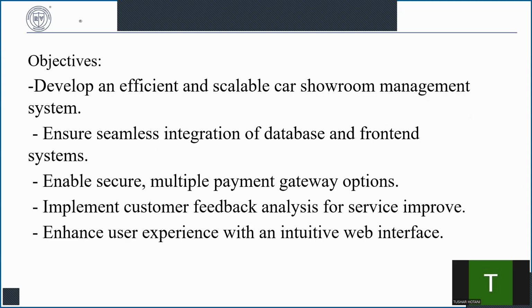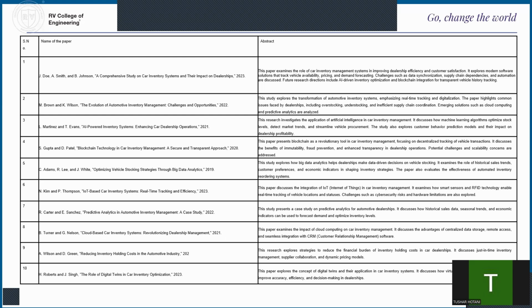Our objectives are to develop an efficient and stable car showroom management system, ensure seamless integration of databases, enable secure multiple payment gateway options, implement customer feedback analysis for service improvement, and enhance user experience with an intuitive web interface. Now we'll come to the research papers.